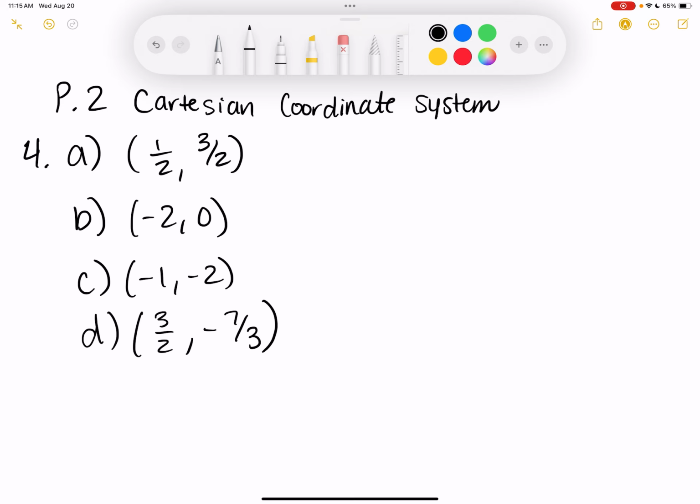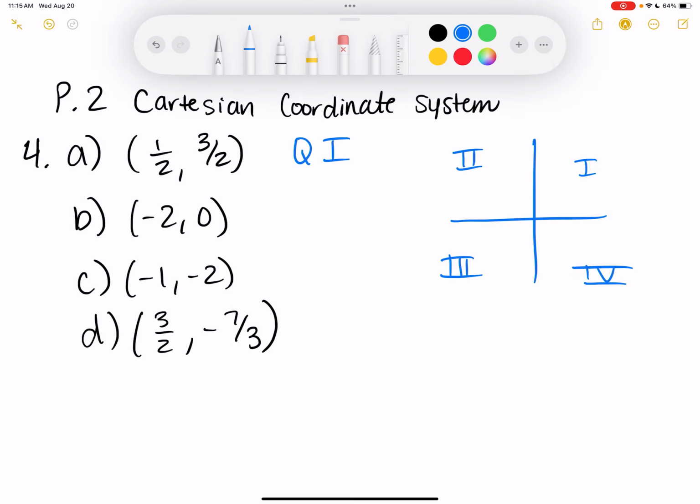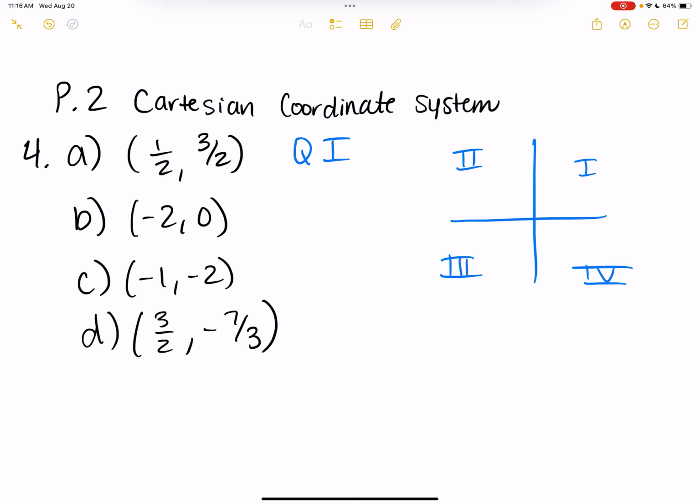So what quadrant is point A in on our graph, where both things are positive? Both are positive, so it's 1. No, I don't want you to solve it. Okay. How about B? X-axis. Yep, it's on the x-axis. C? Third quadrant. Yes. And D? Fourth. Yep.